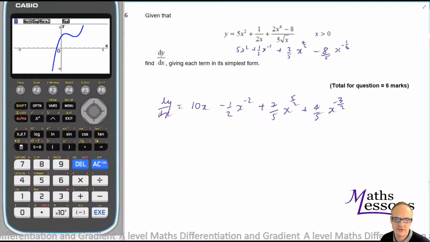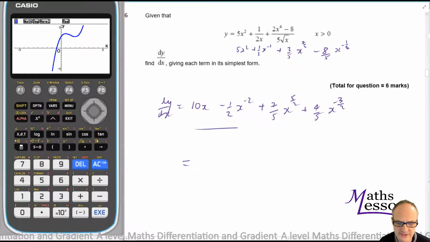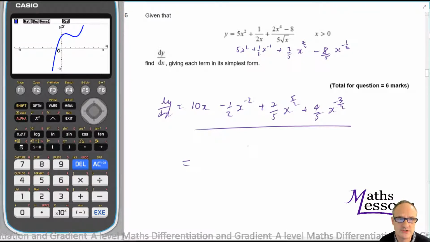When I did this previously, I did have another go at trying to simplify this further and make it look as neat as the original question. This could be an exercise for you to have a go at. I don't think it actually adds anything. I think this is a perfectly good answer to the question, and this is what I mean by simplify: get the fractions down in the simplest terms.